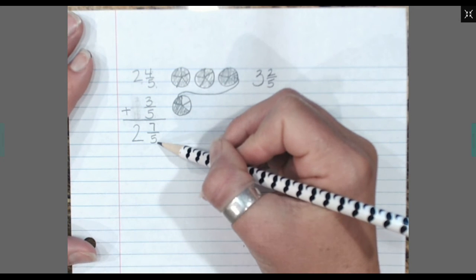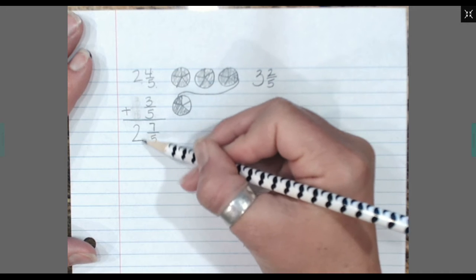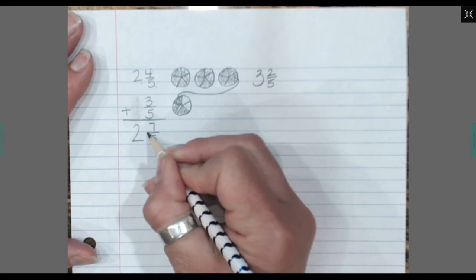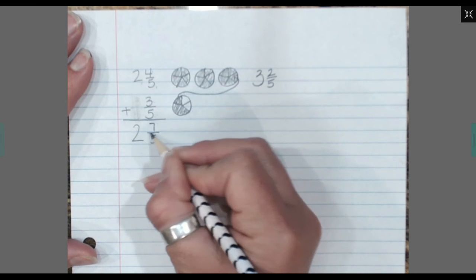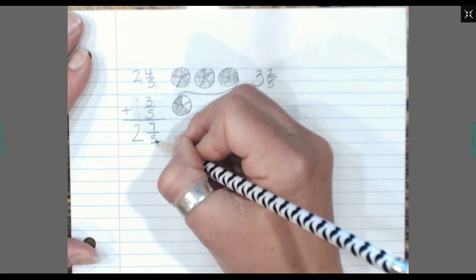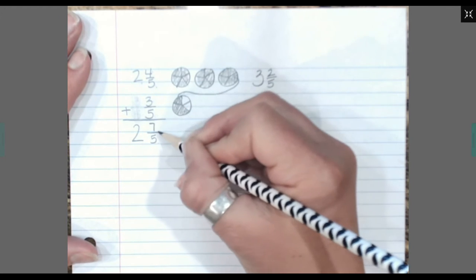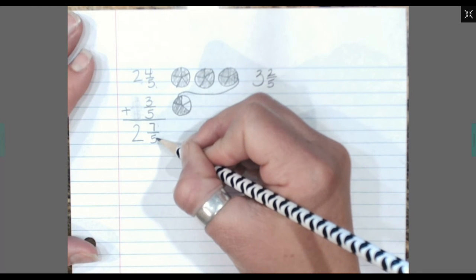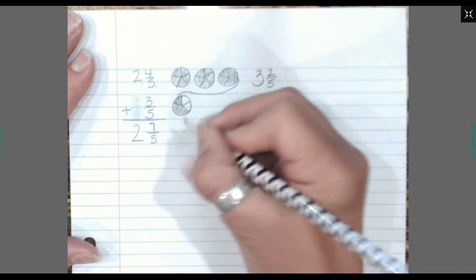But you'll notice this fraction is larger than 1 whole. Remember what this line means right here. This line means divided by. So 7 divided by 5. Or you can ask yourself, how many fifths does it take to make 1 whole?